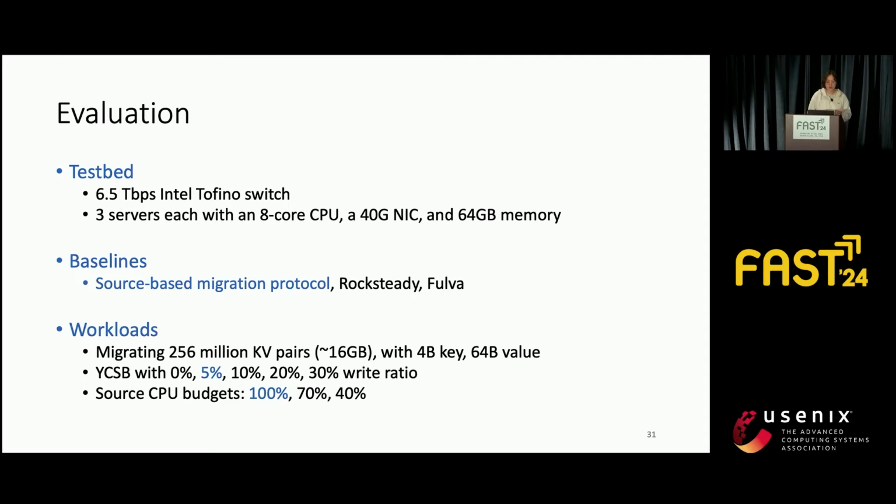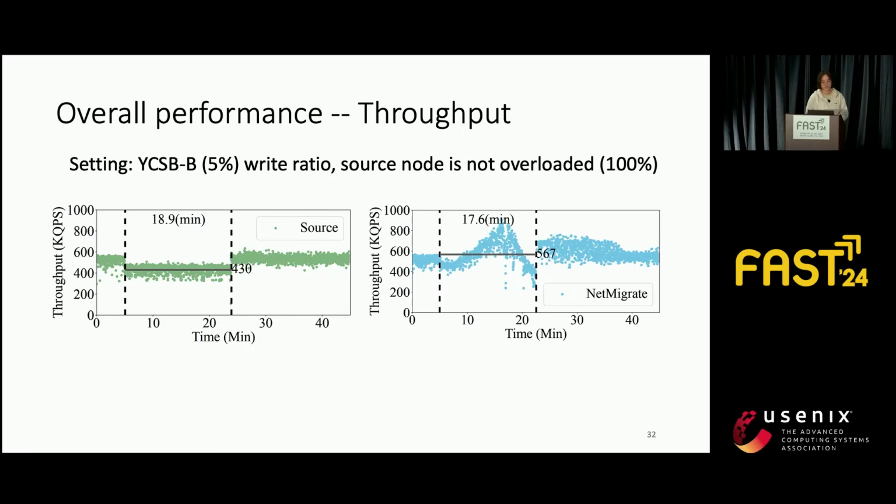We tested on YCSB workloads with varied write ratio, and we also changed the source CPU budgets to mimic the load imbalance scenario. Here in the talk, I will show you YCSB with a 5% write ratio, where the source is not overloaded with 4 CPU budgets, comparing NetMigrate with the source-based migration protocol. The source migration protocol has a slightly lower throughput during the migration compared to before and after the migration. And NetMigrate has on average higher throughput compared with before and after migration.